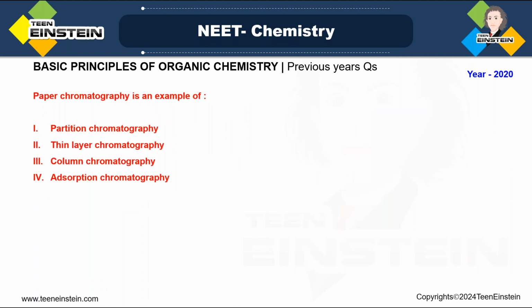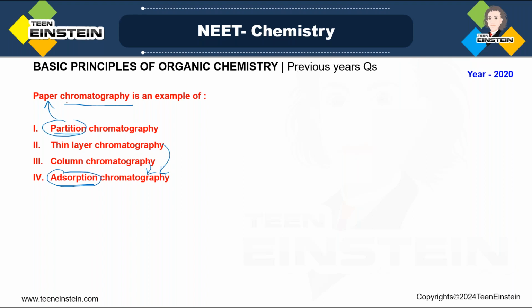Paper chromatography is an example of... Here we have options: partition, thin layer, column, adsorption. First of all, we have to understand that when we are talking about chromatography, the first classification that you can do is partition and adsorption, that you have in options 1 and 4. Now under adsorption, there is both column as well as thin layer. So these are coming under the heading of adsorption, and under the heading of partition there is paper chromatography.